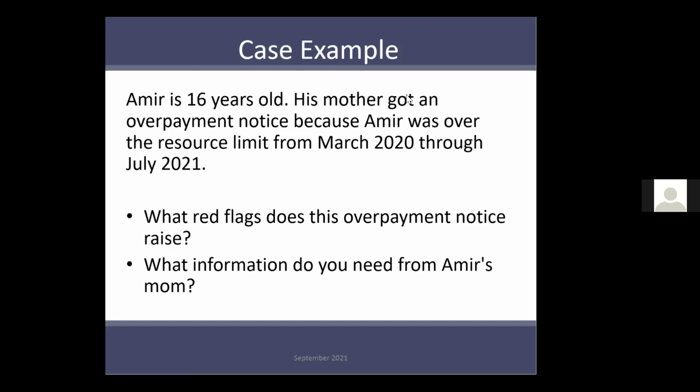The other thing that's significant here is they're over the resource limit for 12 months, which actually means that they could be ineligible for SSI. They could be terminated from the program. Because if someone's over the resource limit for 12 months or more, they can actually be terminated as an SSI recipient. So this went from a simple overpayment notice that has to be dealt with as an overpayment to a possible termination from the program.